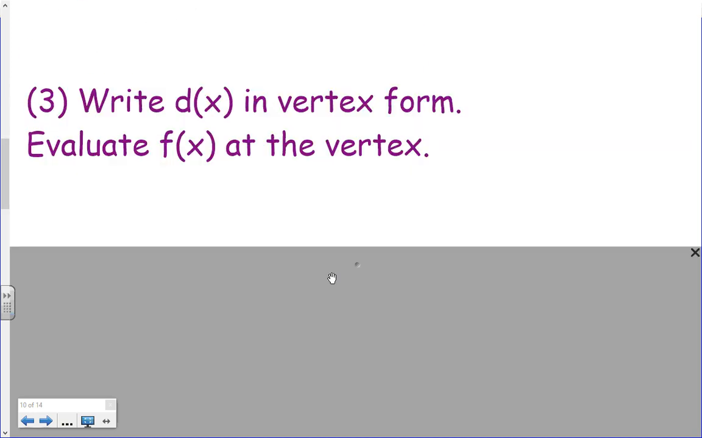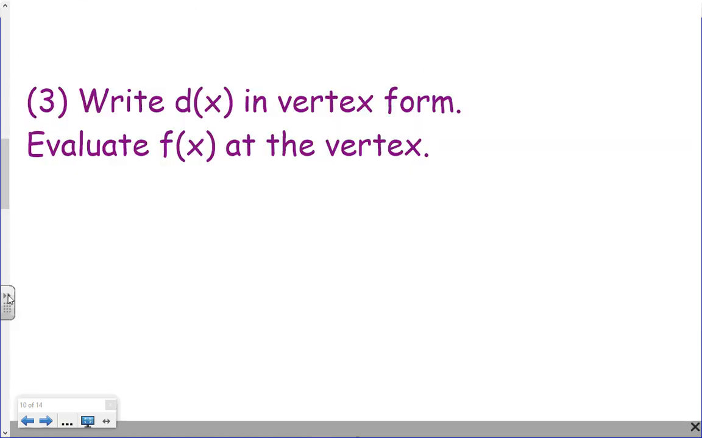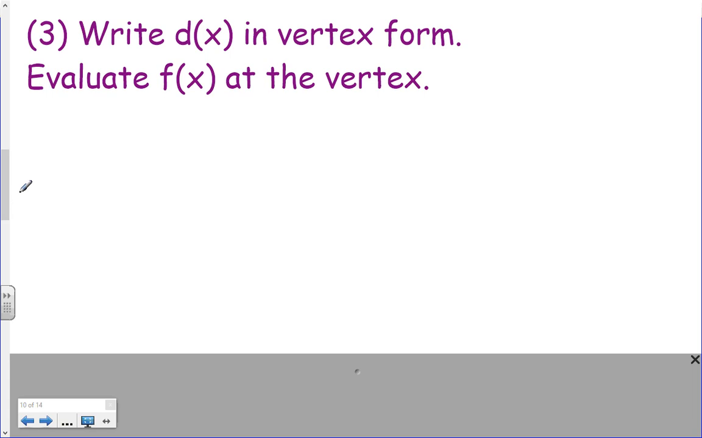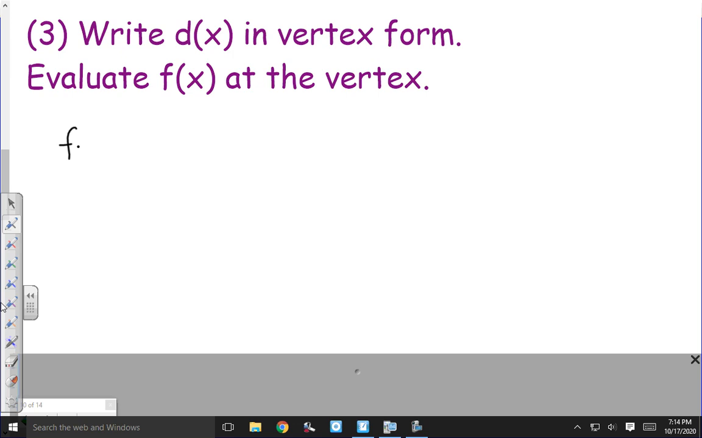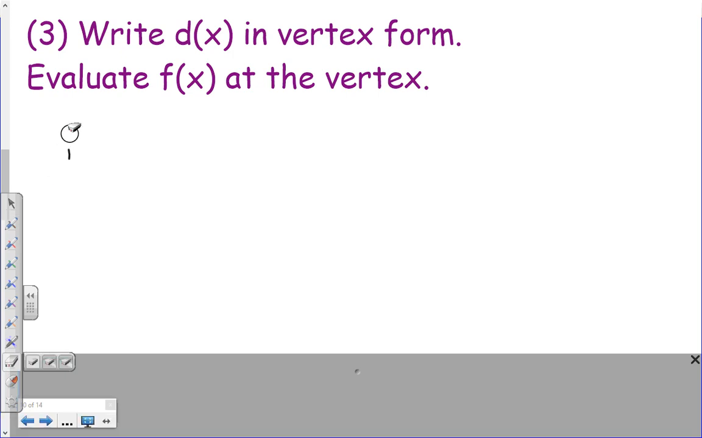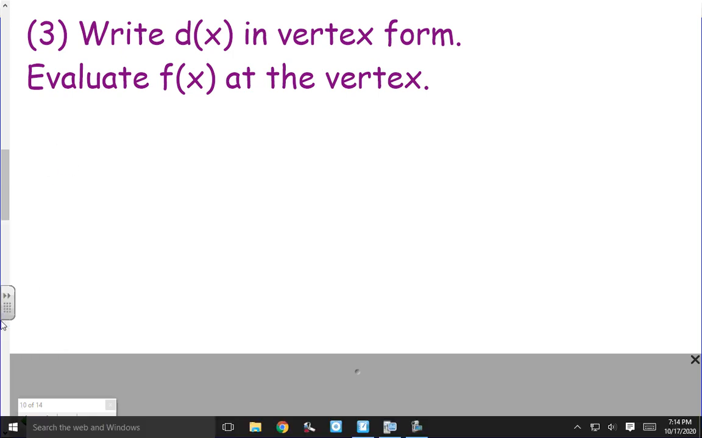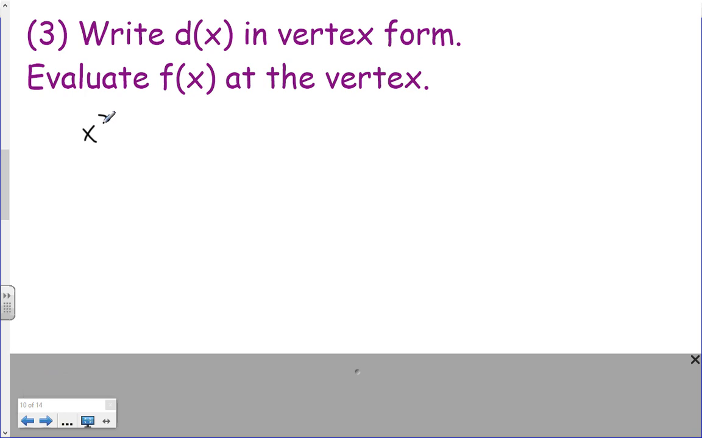All right, so let's take that denominator instead, and let's write it in vertex form. That's the d of x, the denominator part of this. So let's see if we can write this in vertex form. Actually, let me just focus on the denominator first, and then we'll go ahead and rewrite the whole function. So we had x squared minus 6x plus 10 as the denominator.